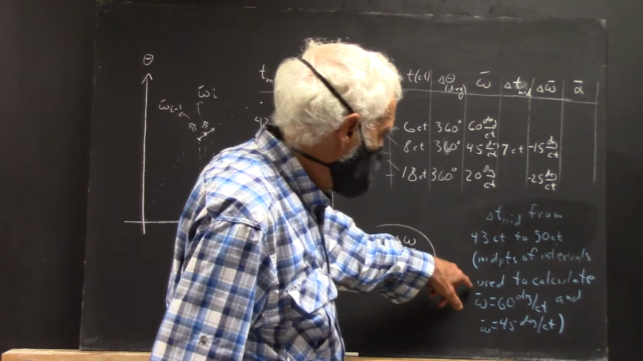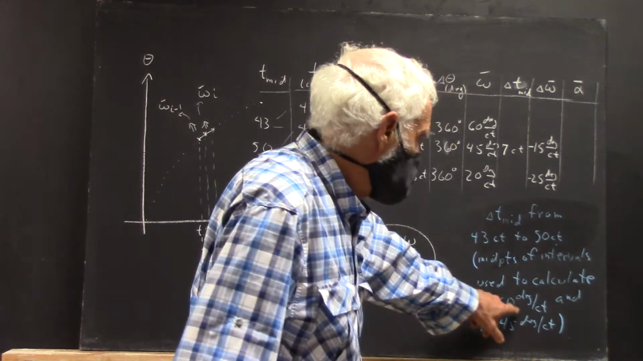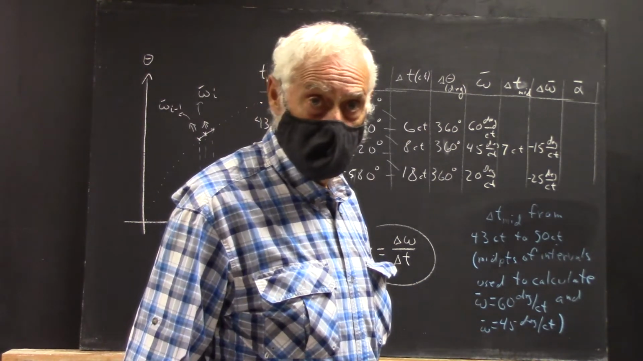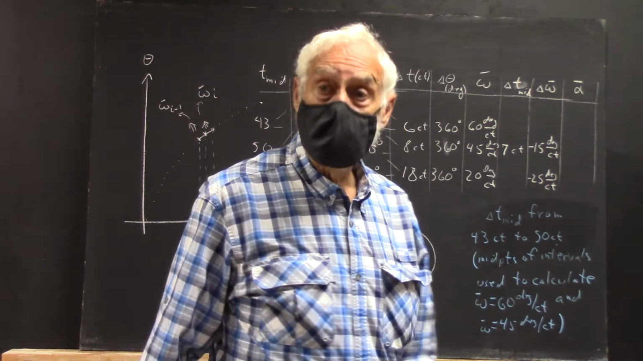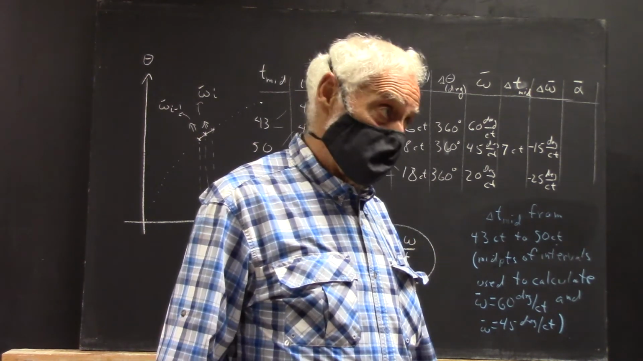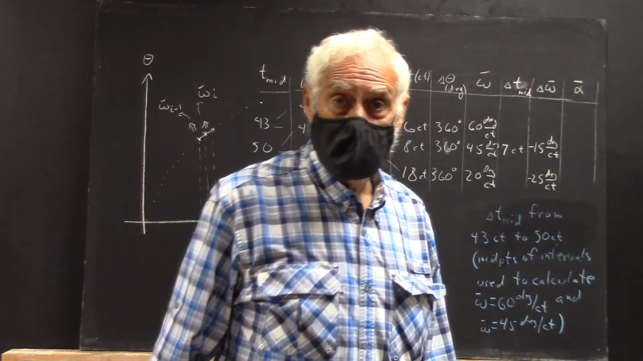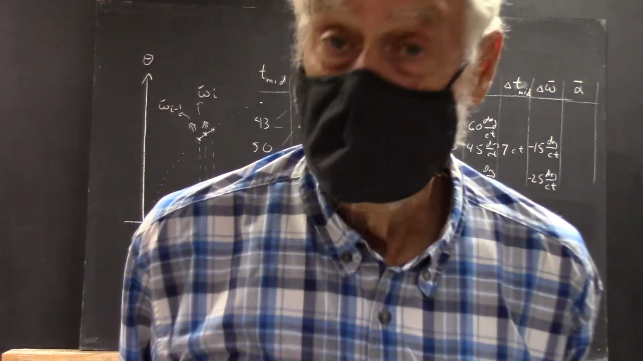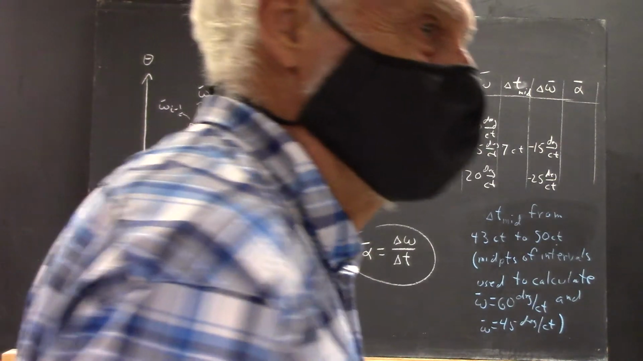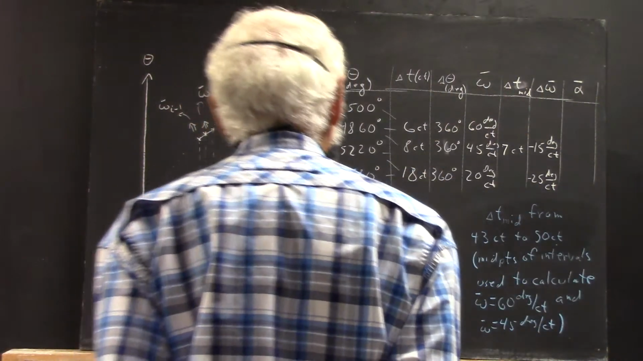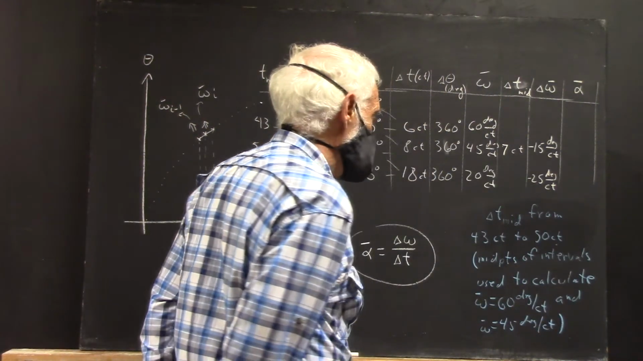Okay, those are the midpoints of the intervals used to calculate the 60 degrees per count and the 45 degrees per count. Now this might be starting to get a little confusing. It's a good idea to remind yourself to take a look at the video. And we're at about 16 minutes and 30 seconds. Just to give you a clue there. Okay?